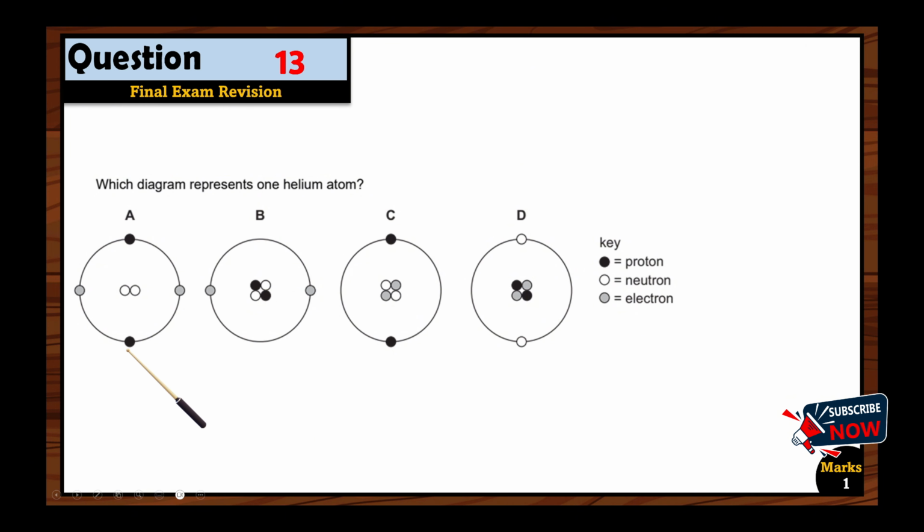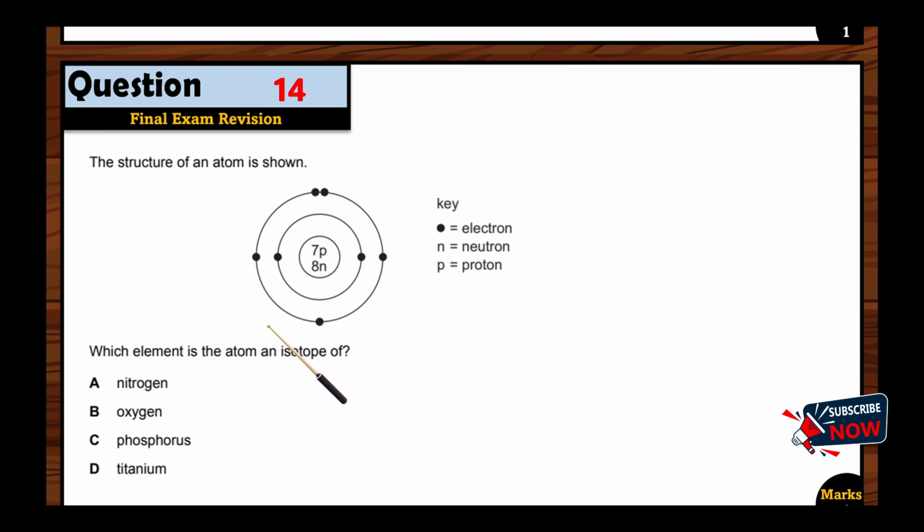But here it is a proton, that is wrong. Here we have a neutron, that is also wrong. Now see, the protons are also outside here, right? But it is wrong because protons are always in the nucleus. So we are only left with option B, because proton and neutron are both in the nucleus, right? So option B is correct.